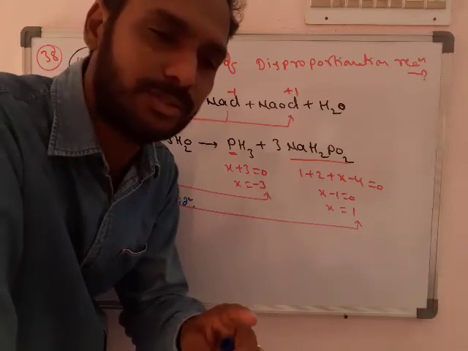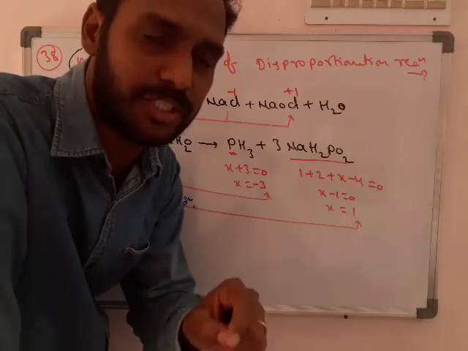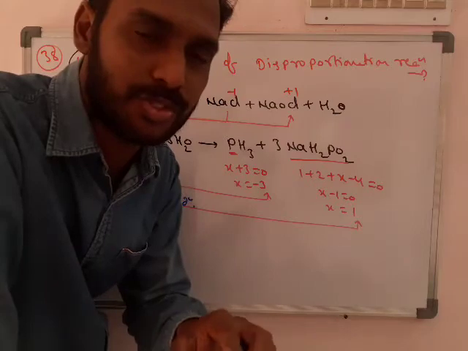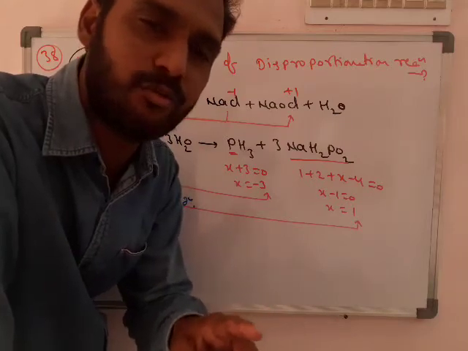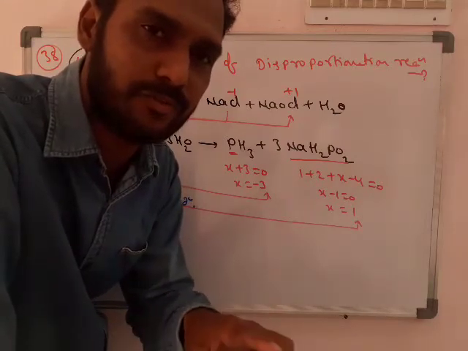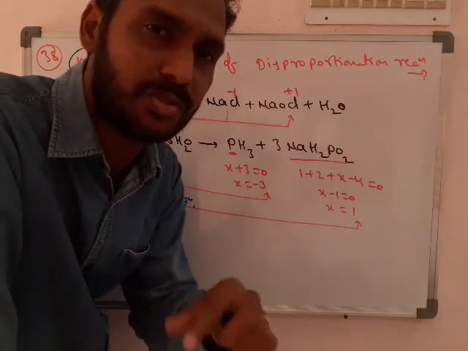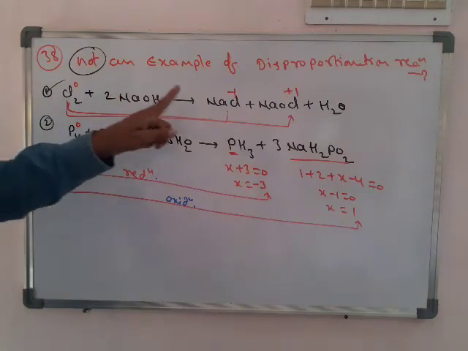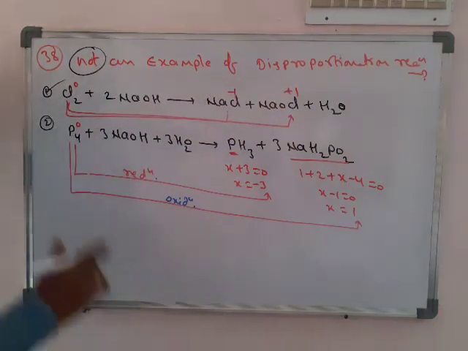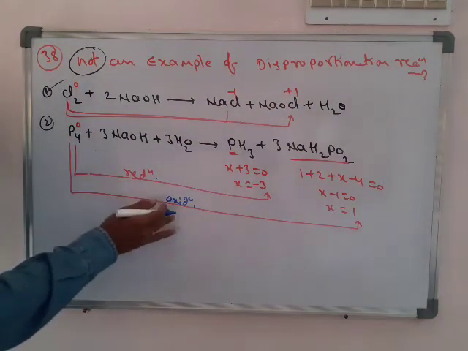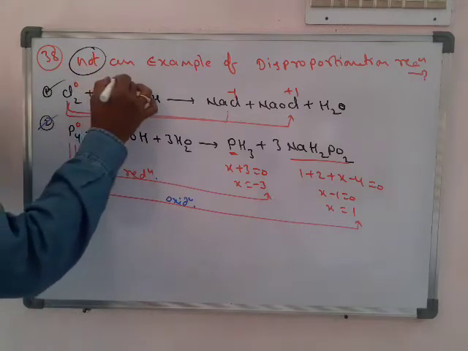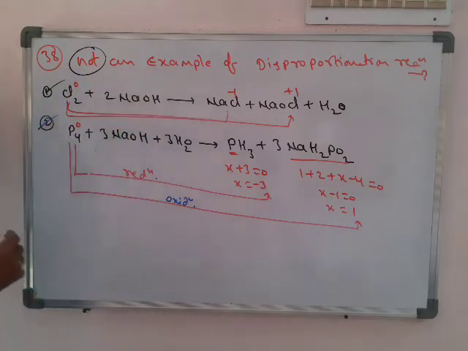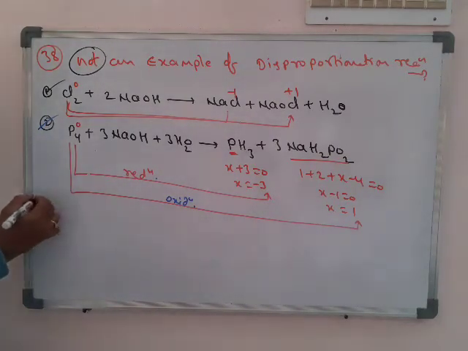I think you all know the definition of disproportionation. A disproportionation reaction is one of the types of redox reactions in which only one element undergoes oxidation and also reduction. In the first reaction, Cl undergoes reduction and oxidation. Here also phosphorus undergoes reduction and oxidation. So this is also an example of disproportionation. But in this question, we have to find which is not a disproportionation reaction.